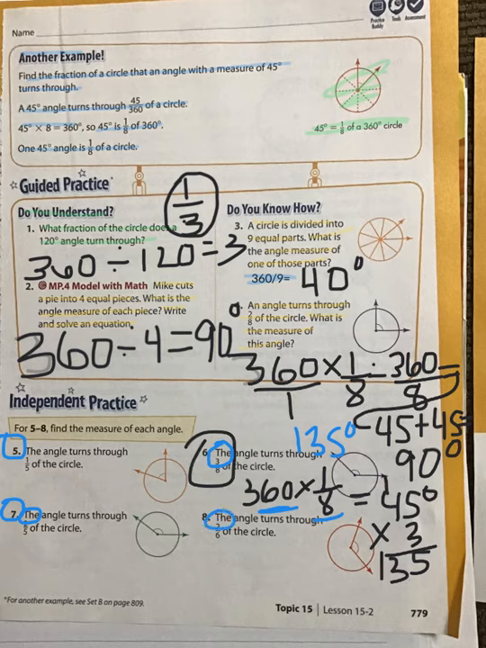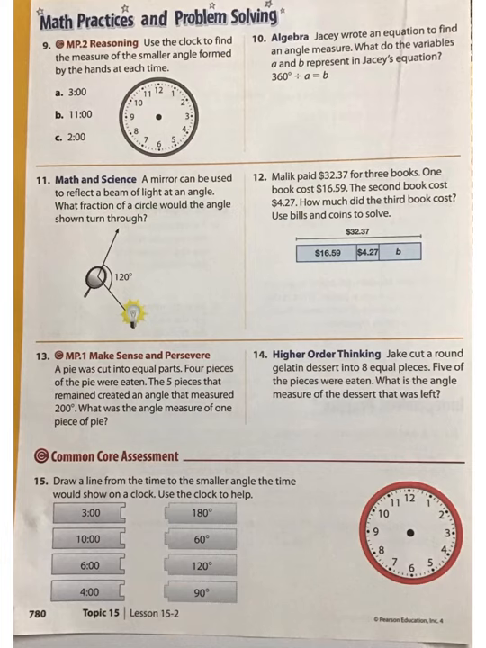On the back, on page 780, try to do the problems on here. I just have a little tip for you for number 14. This one was a little bit confusing. It says Jake cut a round gelatin dessert into 8 equal pieces. 5 of the pieces were eaten. What is the measure of the dessert that was left? This is a 2-step problem. You have to figure out how many pieces were left and then find the unit fraction.